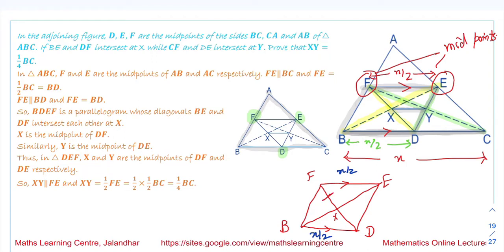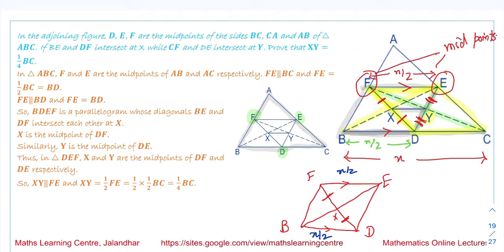So what we get is that this is the midpoint. These two lengths, DX and XF, are equal. Similarly, if we are talking about the parallelogram DCEF, then Y is the midpoint of the diagonals. If Y is the midpoint of the diagonals, these are equal to each other, that is DY is equal to YE.